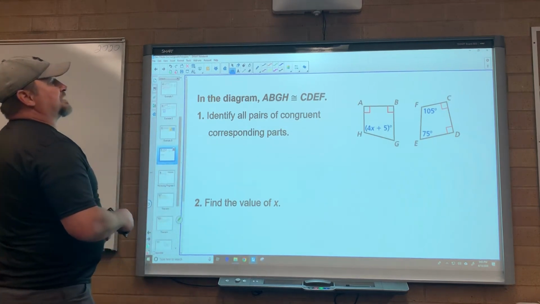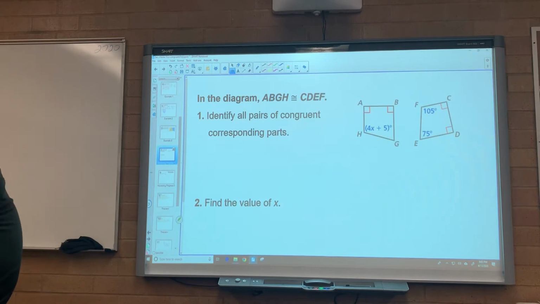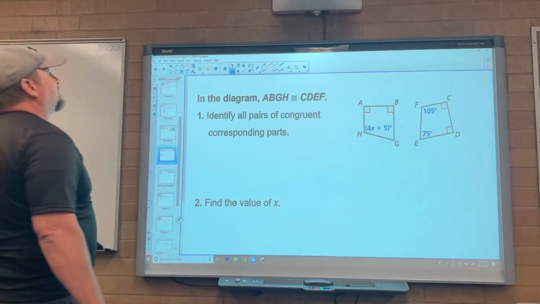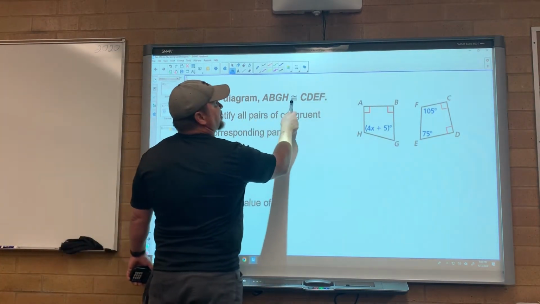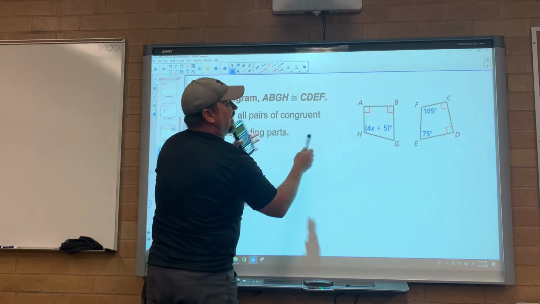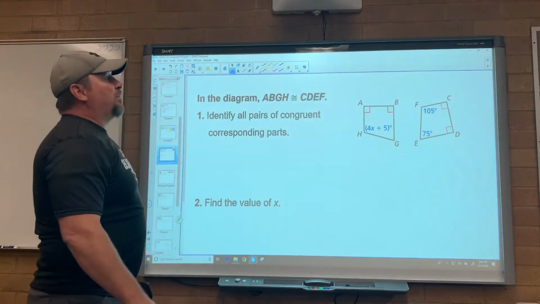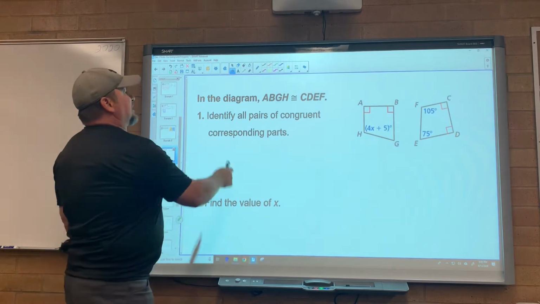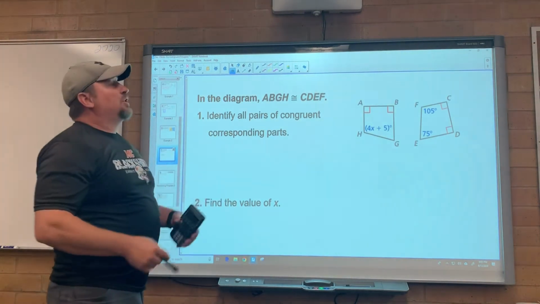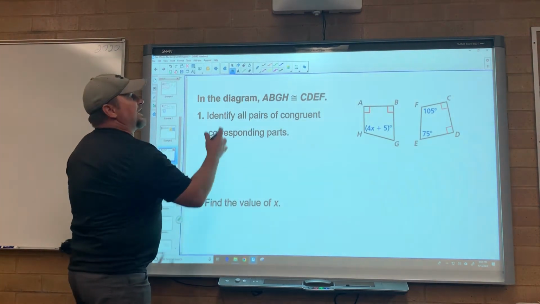All right, we're going to use this shape again to solve for missing pieces, okay? They're saying in the diagram that this shape is congruent to that one, so the statement itself is going to help us set this up. We want to find our x value. It says identify all the congruent parts first. So I'm going to start naming all the parts. Let's name all the angles.